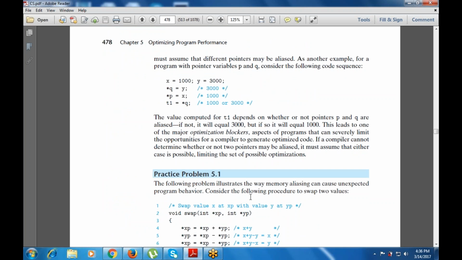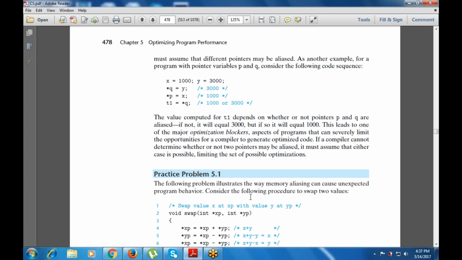As another example, for a program with pointer variables p and q, consider the following code sequence. x equals 1000, y equals 3000. Pointer q equals y, then pointer p equals x, then t1 equals pointer q. The value that is computed for t1 depends on whether or not the pointers p and q are aliases. If not, it will equal 3000, but if so, it will equal 1000.